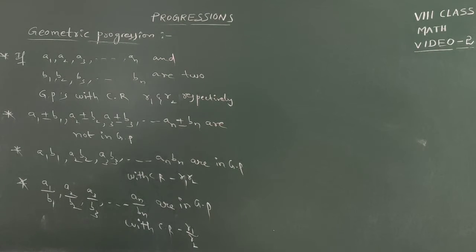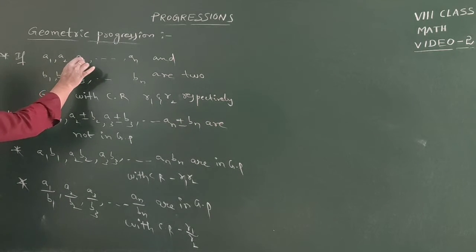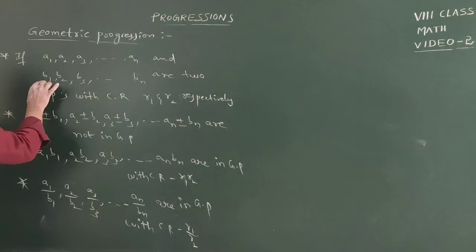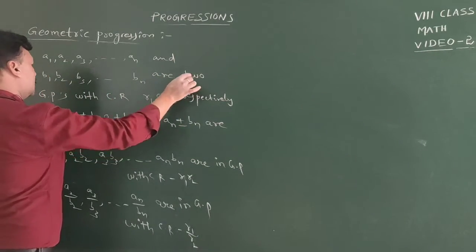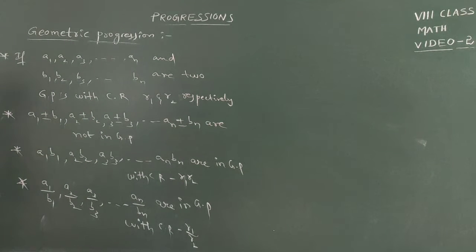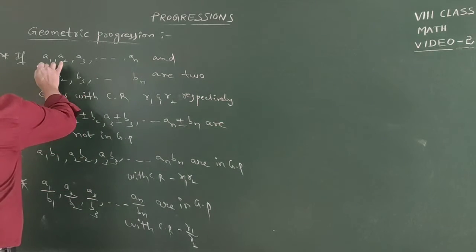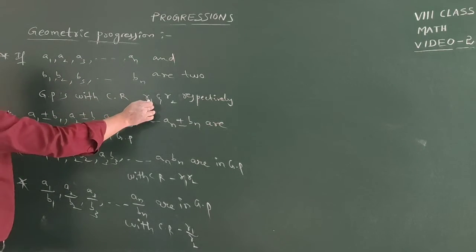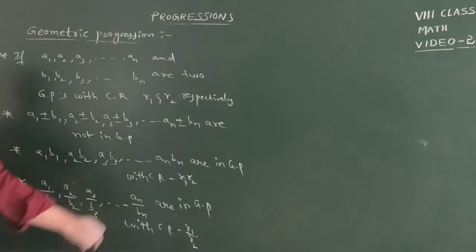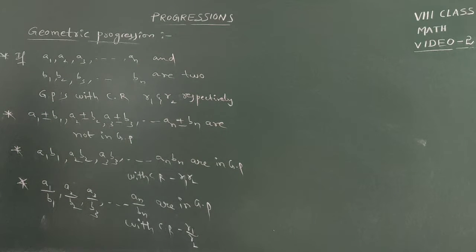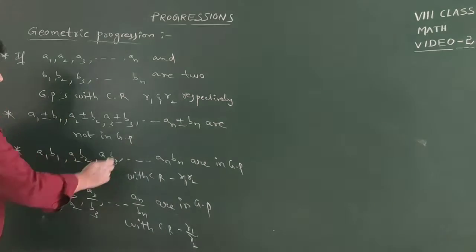Some more important facts about GP. If A1, A2, A3 and so on up to An, and B1, B2, B3 and so on up to Bn are two GPs with common ratios R1 and R2 respectively. For the first series, the common ratio is R1. For the second series, the common ratio is R2. If you add the first terms of the first and second sequences, the second terms, the third terms, in this way we can't get a GP.